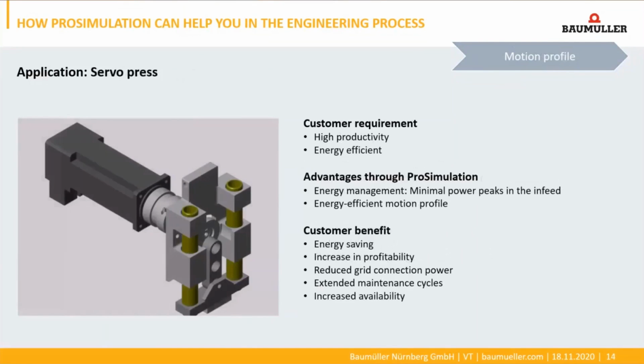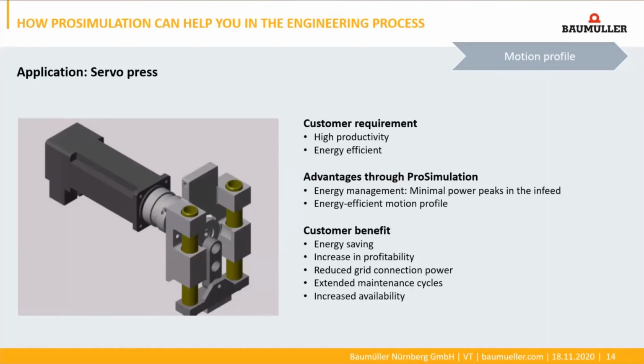The third engineering section is the motion profile. The aim of this engineering step is to find an optimal motion profile for the machine that has the lowest motor losses and is the most gentle to the mechanics. The advantages are developed with the servo press application.